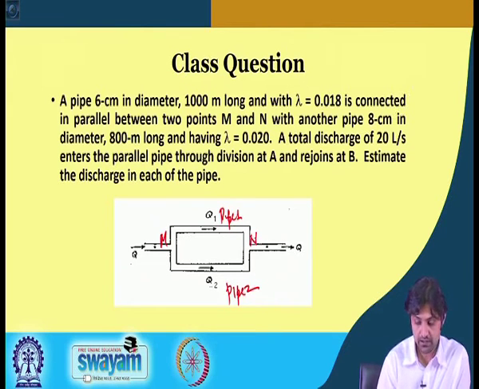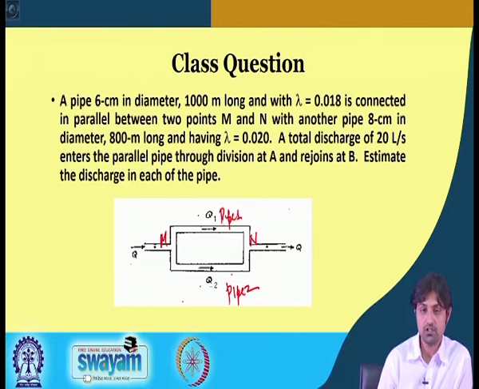And this other pipe is 8 centimeter in diameter and 800 meter long. So, this was 1000 meter long, this is 800, the diameter was 6 and this diameter is 8, and this has a lambda of 0.020.